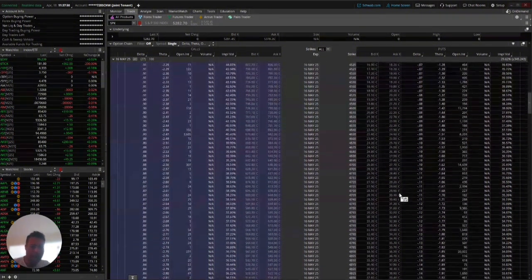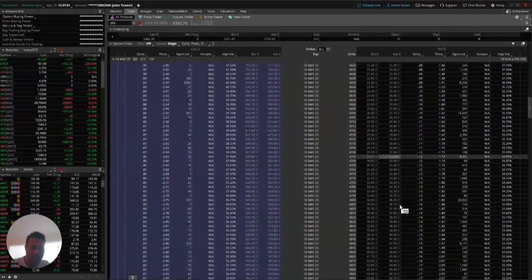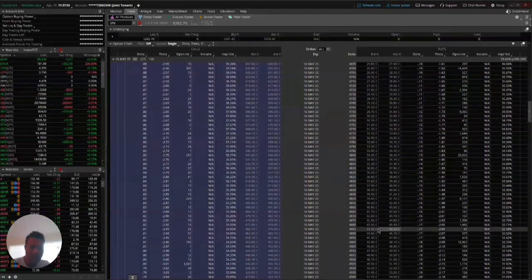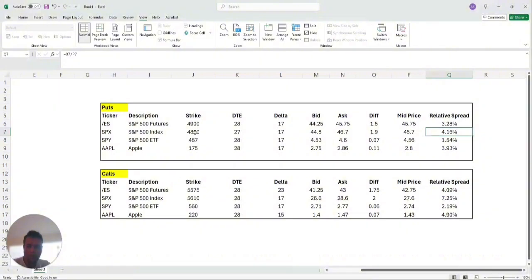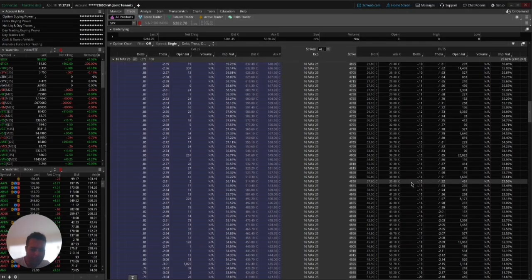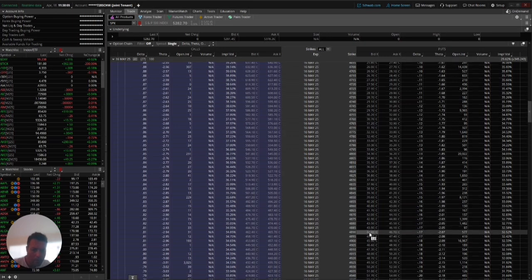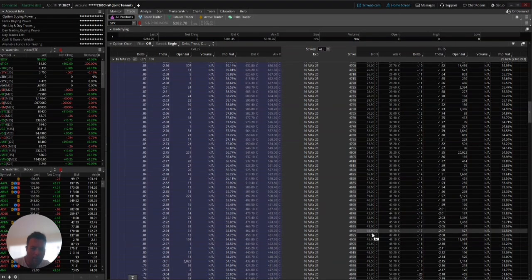And then I'm going to go down to 17 delta one more time on the put side. So I have a couple of options. I think I picked up the middle one. I picked up the 48.90 strike. My bid is 44.80. My ask is 46.70. Obviously, ask is always higher than the bid because you're selling it for more money than you're buying it for. Therefore, the ask is always higher than the bid.